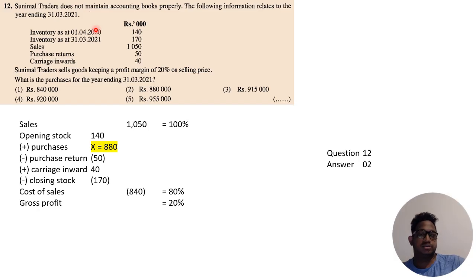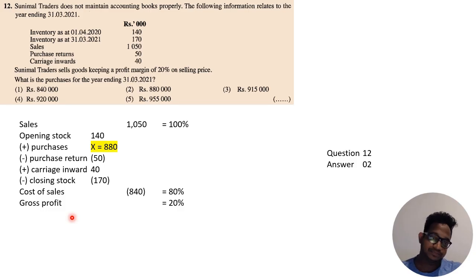So Sunima Traders does not maintain accounting books properly and the information is given, and Sunima Traders sells goods keeping a profit margin of 20% on selling price. So that means if the selling price is 100, your gross profit is 20, right? So the information given here: sales is given, opening stock given, but we have to find out here the purchases. So that's why I may write down here purchases as X, and purchase return, carriage inwards, closing stock, cost of sales, and gross profit. So this is the way of finding the gross profit, right? So this is the format of the trading account.